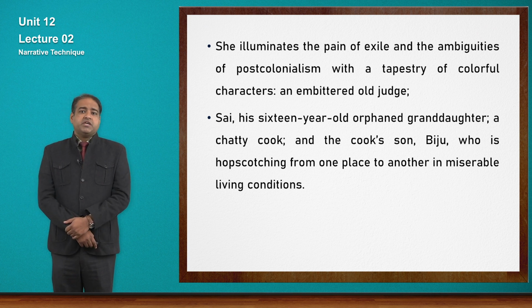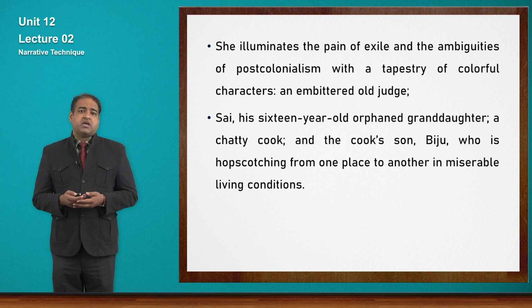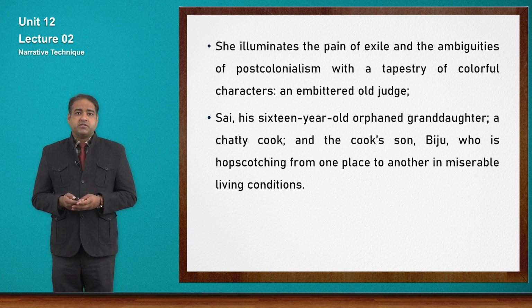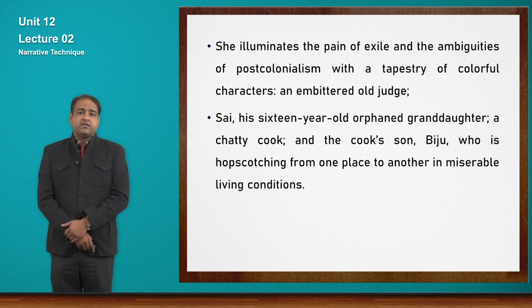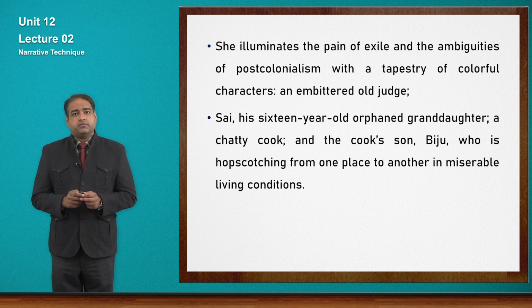Sai, his 16 years old orphaned granddaughter, a chatty cook, the cook's son, Biju, who is hopscotching from one place to another in miserable living conditions. And friends, there is a variety of characters visible in the novel. There is Sai, who is a 16 years old girl. Then there is a cook who is always trying to talk and chat. Then we have Biju, who is moving from one place to another to get a better lifestyle, but he does not get that. So we have all kinds of masala in this novel.